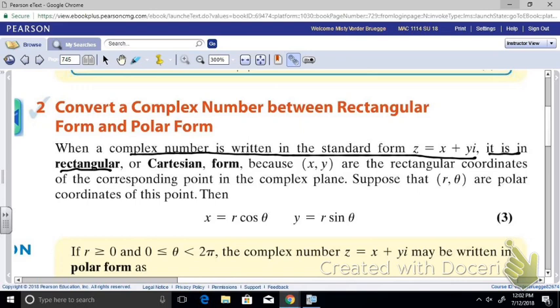It is in rectangular or Cartesian form because x, y are the rectangular coordinates of the corresponding point, which makes sense, but sometimes it messes with students' heads. Why are they calling that rectangular form even though it's a complex number? Because you easily can see what x and y are. If you wanted to go back to rectangular, all you would have to do is see what x is and see what y is. That's it. And then you'd have your rectangular point.